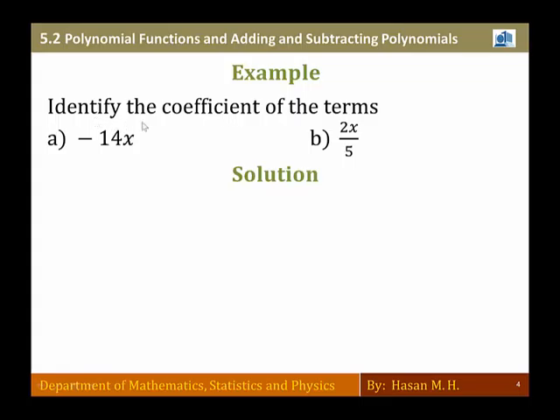Example: identify the coefficient of the terms. A: negative 14x. B: 2x/5. The coefficient is the number without x. So for A, the coefficient of negative 14x is negative 14. For B, the coefficient of 2x/5 is 2/5.